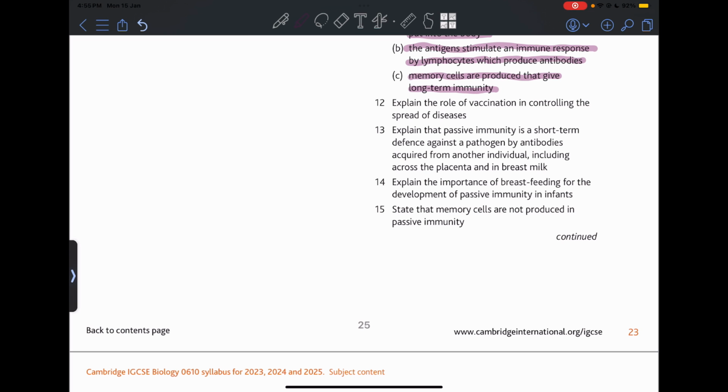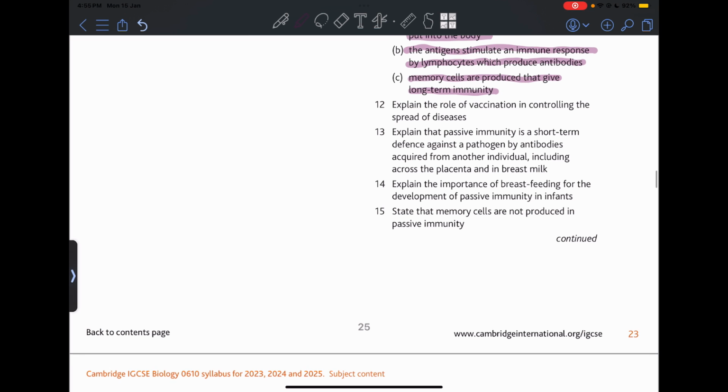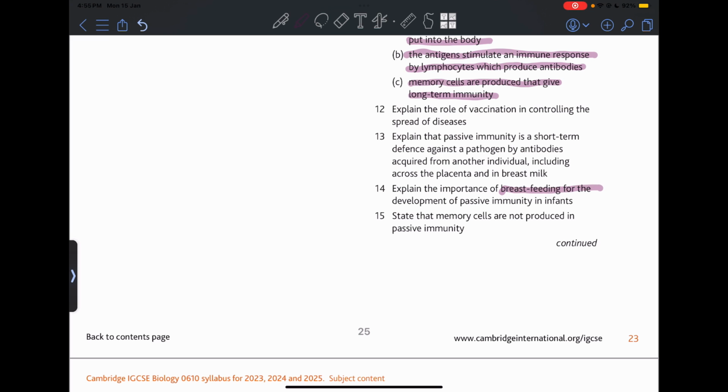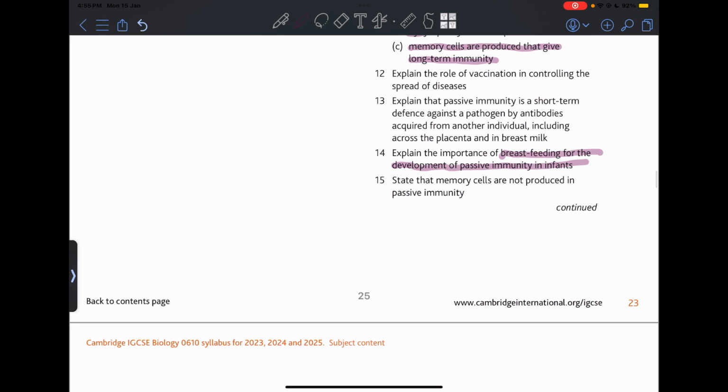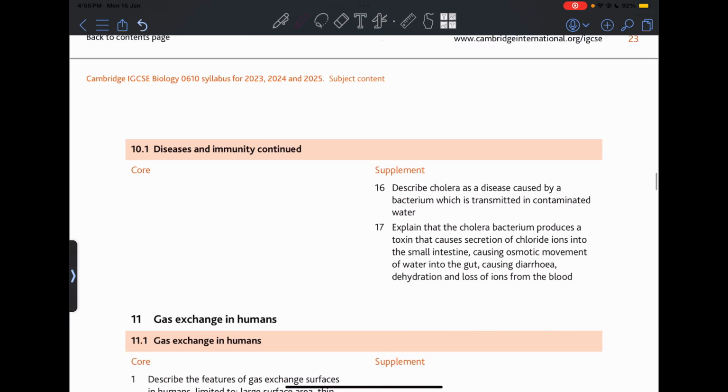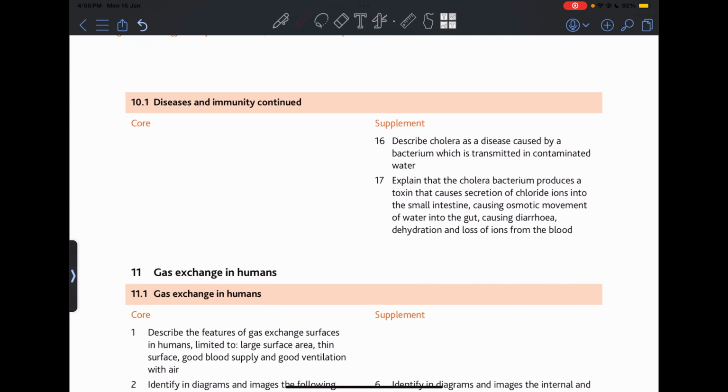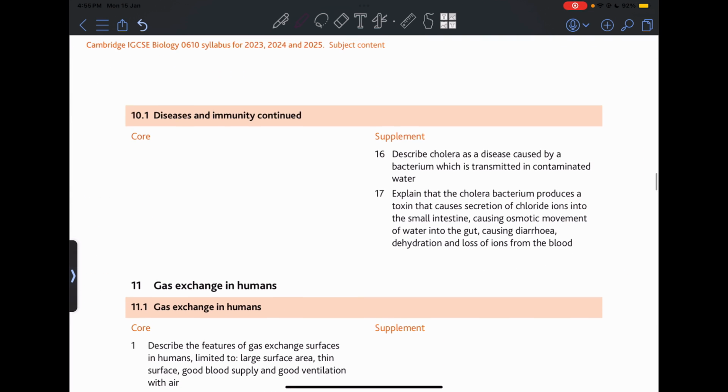Now, 14 says, explain the importance of breastfeeding for the development of passive immunity in infants. So you have to know that breastfeeding has some importance because it provides passive immunity. Now, state that memory cells are not produced in passive immunity because memory cells are only in active immunity. Now, 10.1 continued. This is another part that didn't fit in the first page.